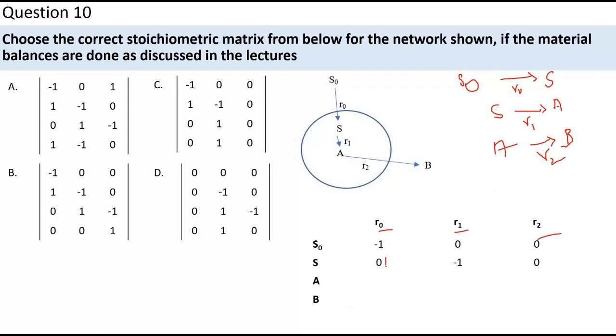Actually, I have written it wrong here. It should be 1. As it is on the product side, it should be 1. Coming to A, R0 is nowhere related to A, whereas for R1 it is the product, and for R2 it is the reactant. Therefore, 0, +1 and -1. And coming to B, B is not related to R0, not related to R1 also, but it's a product for R2. So it should be 0, 0, +1. So the answer that is closest to this is option B.